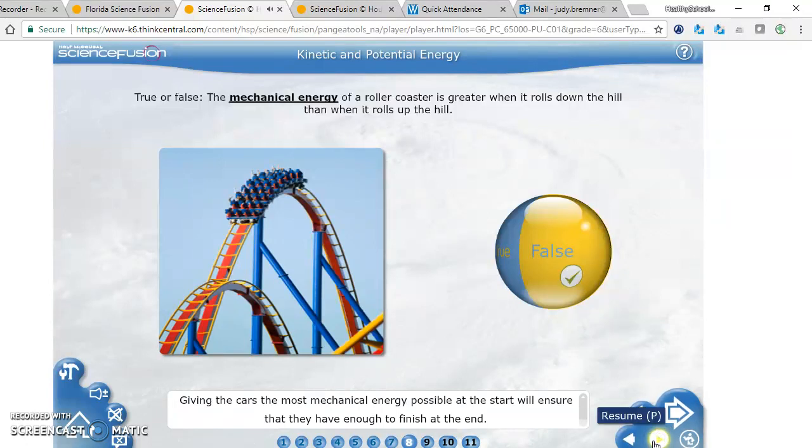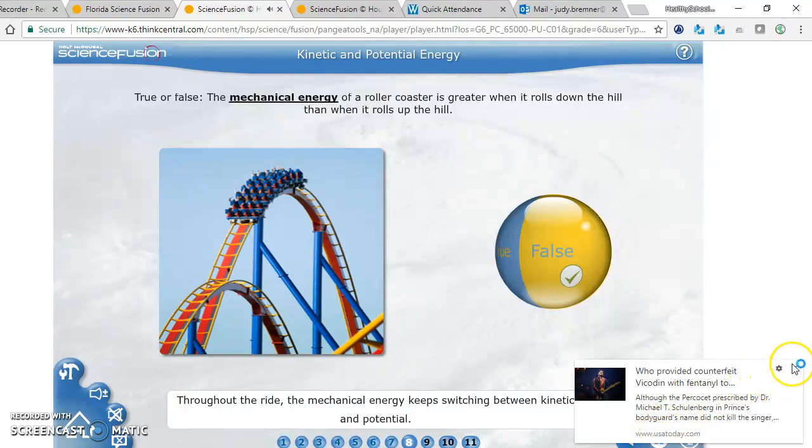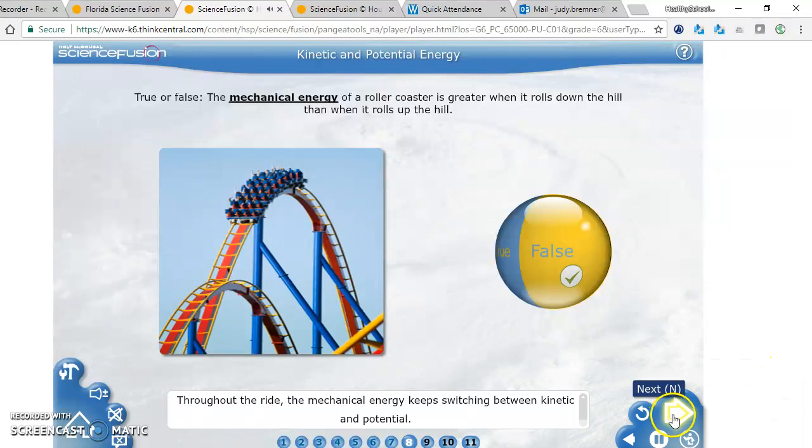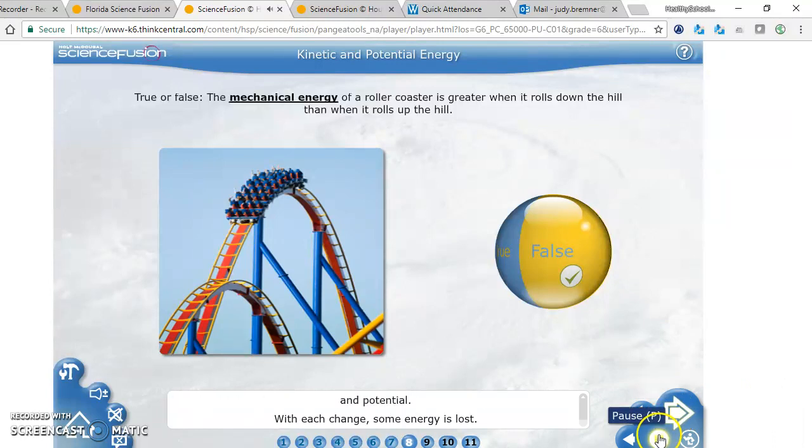Giving the cars the most mechanical energy possible at the start will ensure that they have enough to finish at the end. Throughout the ride, mechanical energy keeps switching between potential and kinetic energy. But the designer of the roller coaster knows that he has to design it to make sure that there's enough energy to carry it through.